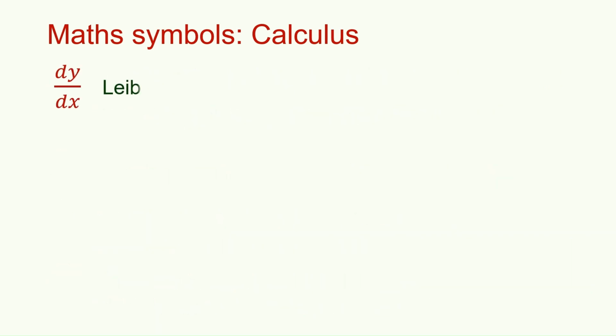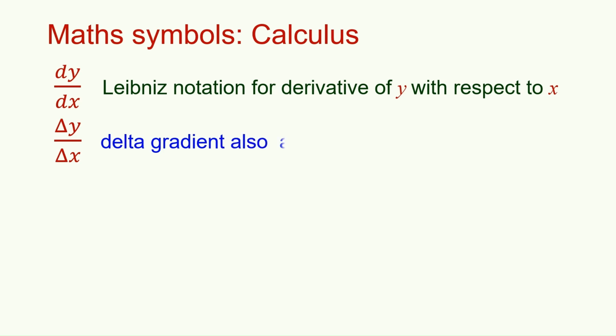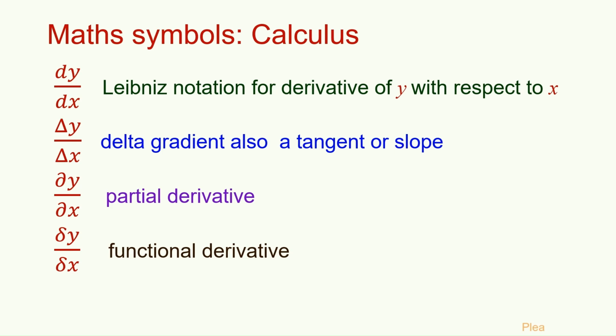dy over dx is a Leibniz notation for the derivative of y with respect to x. Delta y over delta x is for the gradient, also a tangent or slope. The partial derivative symbol is for the partial derivative. The functional derivative symbol is for the functional derivative.